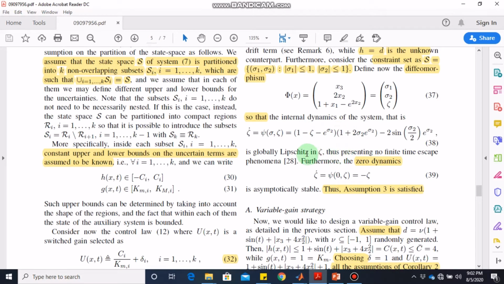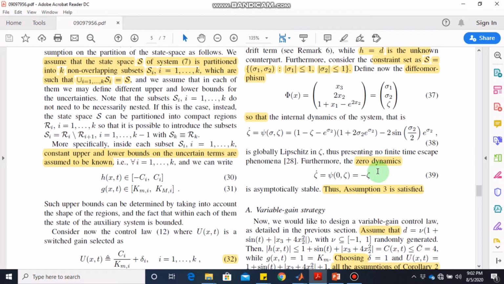So once you have these, this is the internal dynamics of the system which you have calculated using this diffeomorphism, and once you put sigma 1 and sigma 2 equal to 0 in the internal dynamics, then you get the zero dynamics, and the zero dynamics is zeta dot equal to minus zeta, which is asymptotically stable. So which means that first of all, the internal dynamics does not have a finite escape time, and secondly, the zero dynamics is asymptotically stable. So assumption 3 is satisfied.